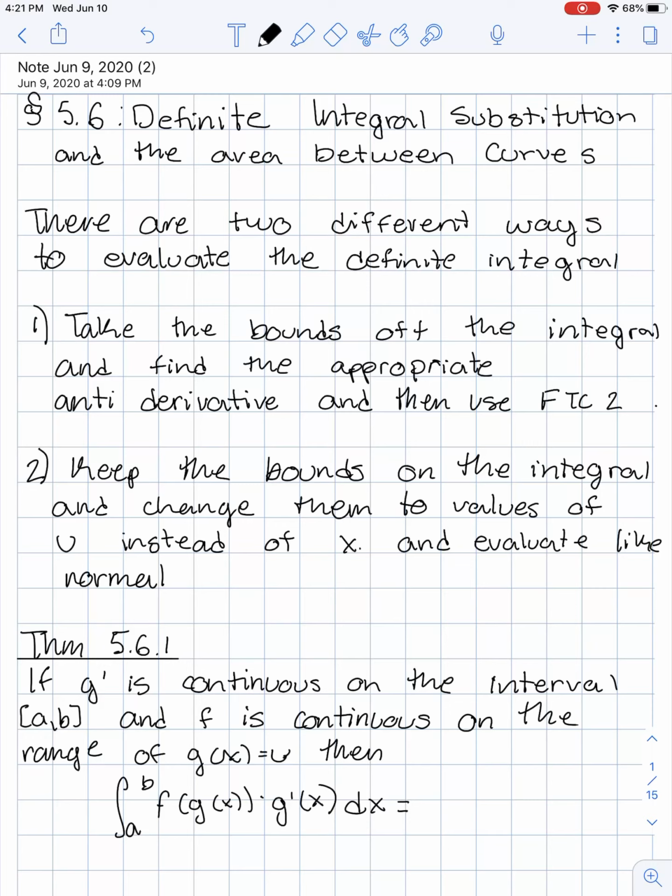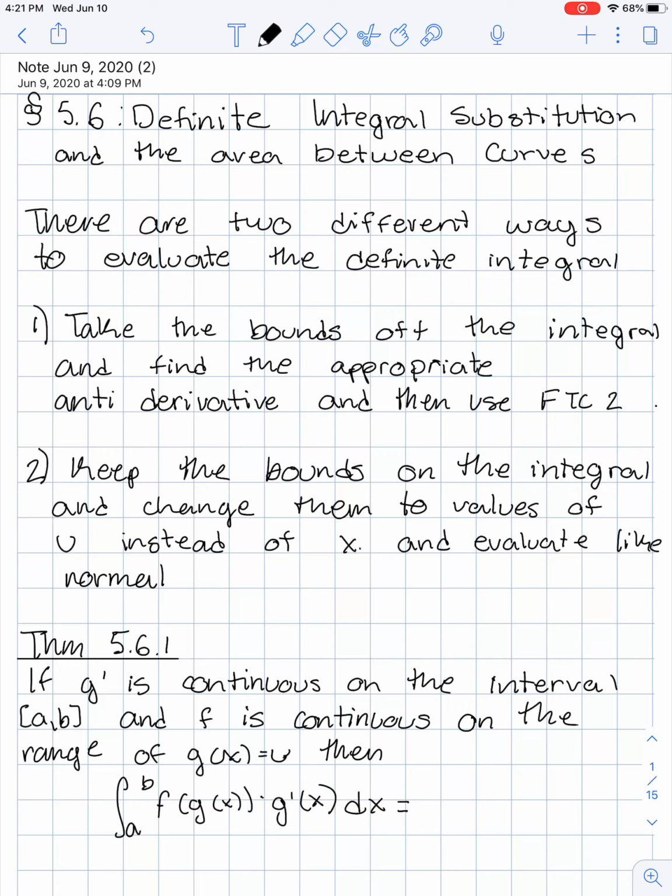Or method 2, which is my favorite method, is to keep the bounds on the integral and change them to values of u. So if I give you an integral, like this one below, it's going to look like things with x's in it. Those are going to be x equals 2, x equals 1, something like that. Now we're going to change them, depending on what we choose u to be, into different u values by plugging in x into u. And we're going to evaluate it like normal.